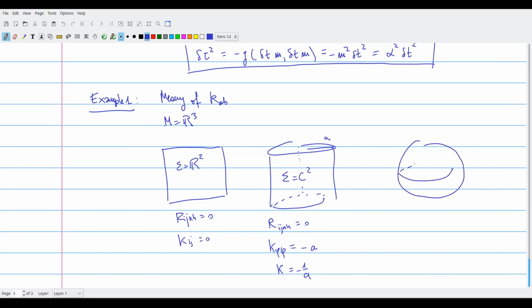And of course, the third example would be the sphere, again of radius a. Well, you can do the exercise here. You find obviously that R^i_jkl is different from 0, and K as well. But they have different values, and in particular, the trace of K is minus 2/a. Okay, so this should give an idea about the extrinsic curvature for those that have never heard about that.